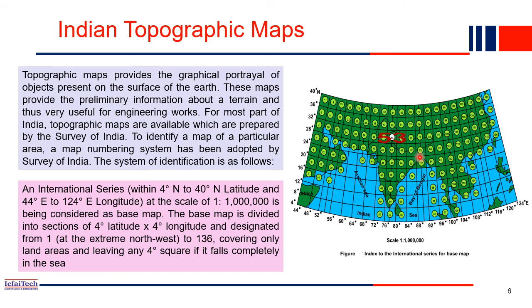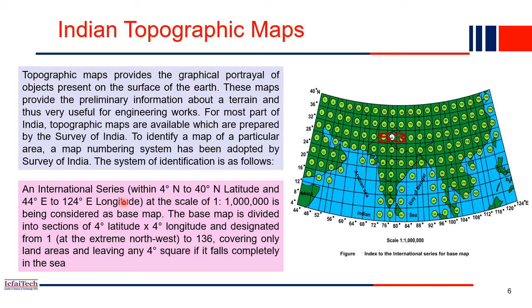To identify the topography maps of the entire India, you can see this is the entire India region. The topography map is prepared by the Survey of India, and basically they use a numbering system, and using this numbering system they have prepared the topography maps.